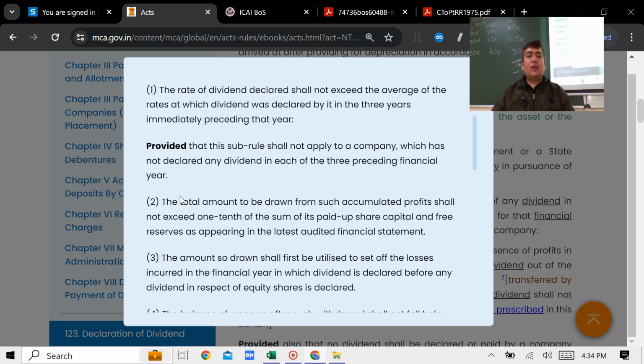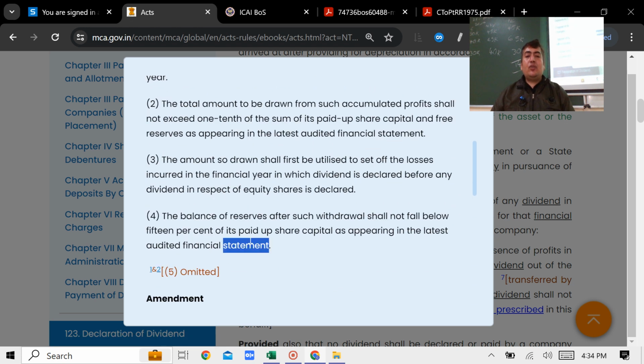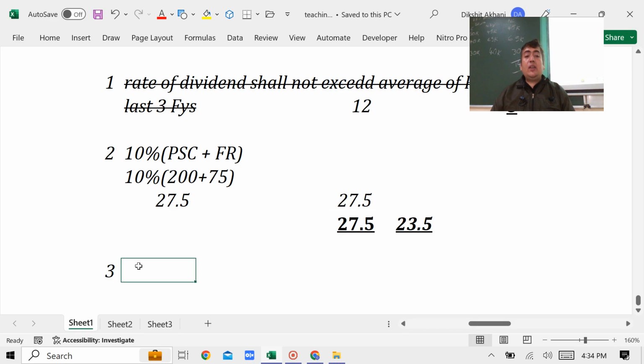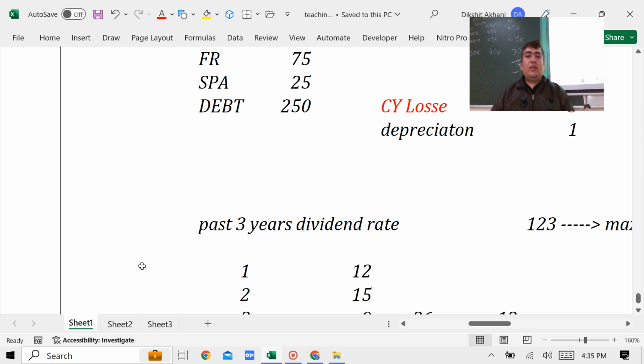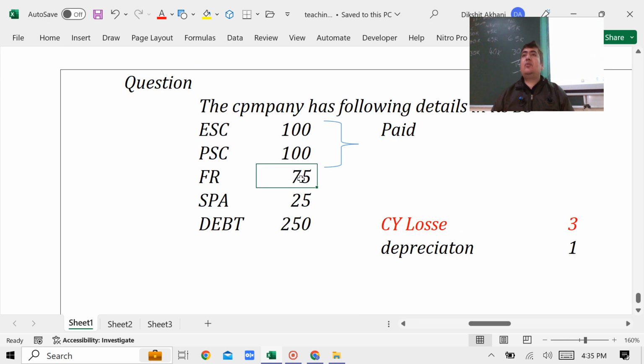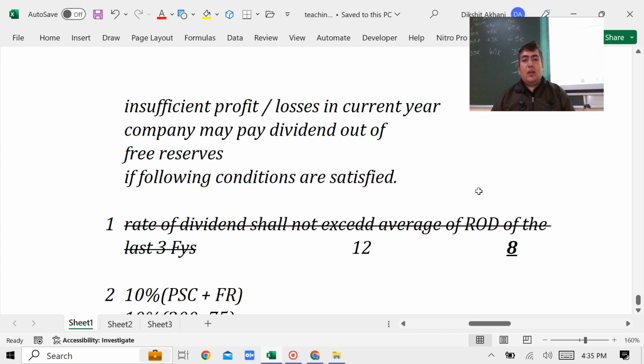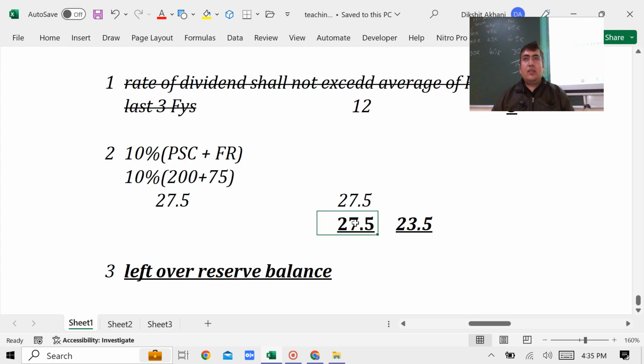Okay. Now, sorry, debt equity ratio is not there. Next one is about the leftover reserve balance. Now, what do you mean here by leftover reserve balance? Tell me what is the reserve amount available in the balance sheet? It is the 75 crores. High enough? So comparatively, you tell me, if you just go with the 12 and 27.5, which one would be allowed? 12 is allowed.